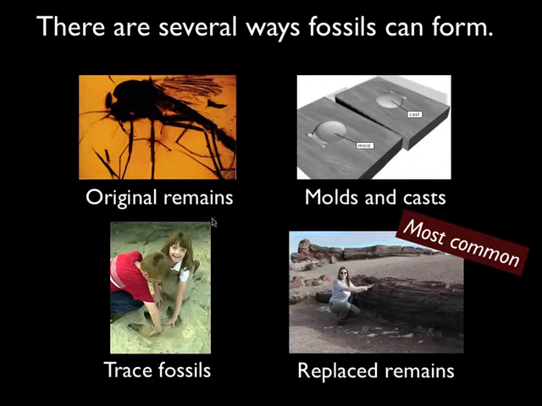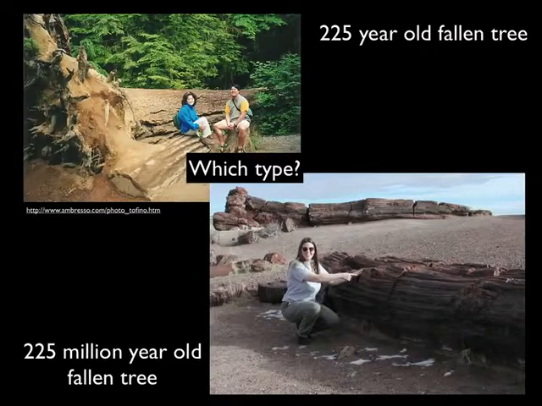There are several different ways that fossils can form, and I'll let you read about those in one of the attached articles on Moodle. But the most common way that dinosaur bones get to us, like that video just showed us, is something called replaced remains. So let's look at that in a little bit more detail.